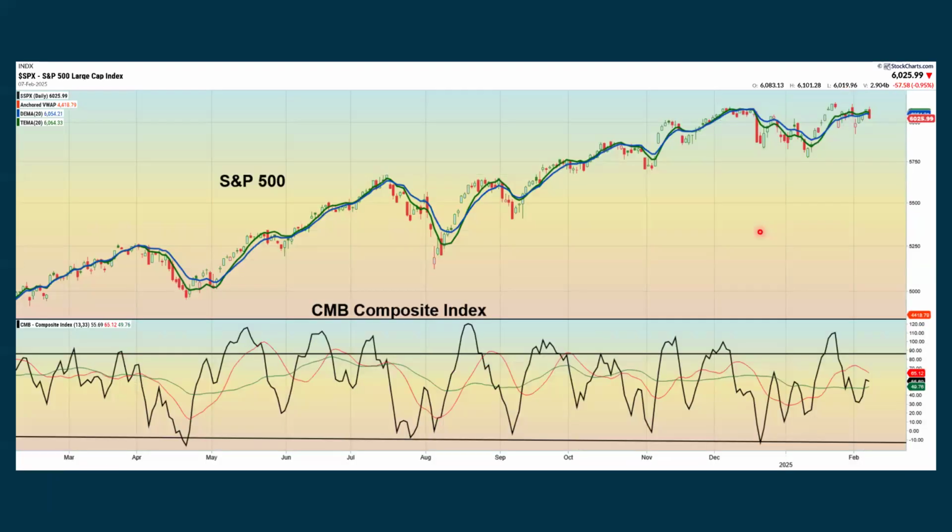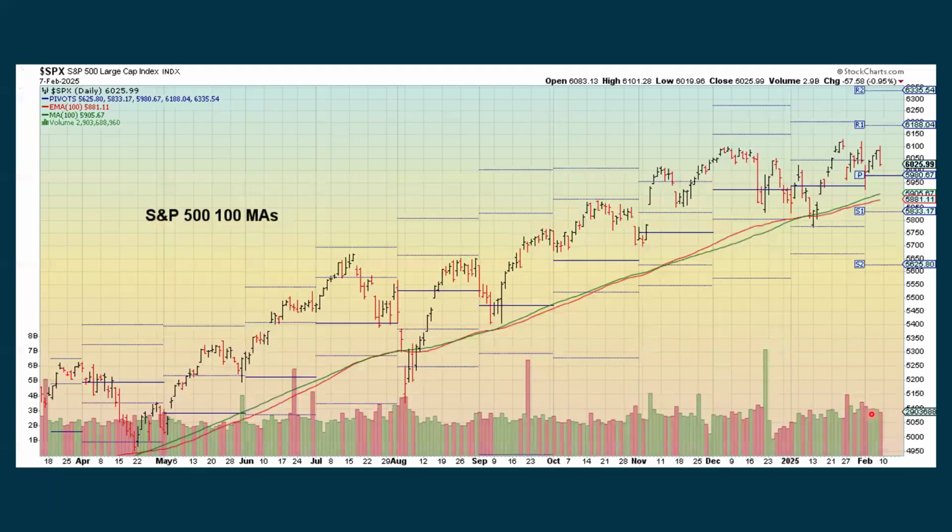The composite index, I use this again like an oscillator. We look for extreme positive or negative readings. We're not getting one right now. Then we've been watching the 20 period moving average. That's short term, and I show that in the daily videos.